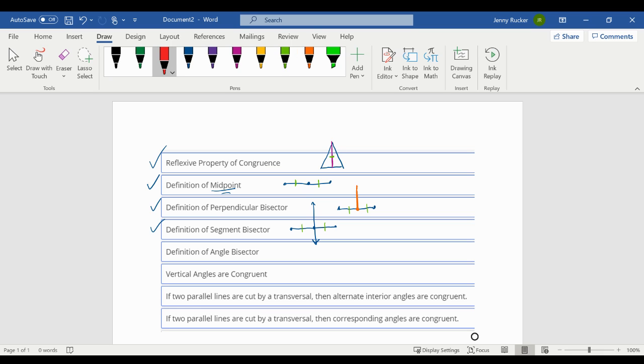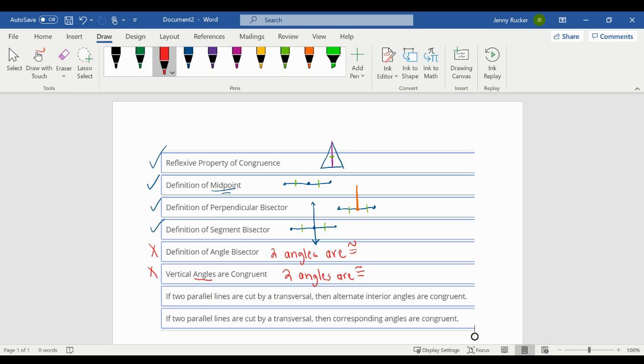Definition of angle bisector cannot be used to show that two segments are congruent. This would be that two angles are congruent. Vertical angles are congruent cannot be used to show segments are congruent. It says vertical angles, so this is used to show two angles are congruent.